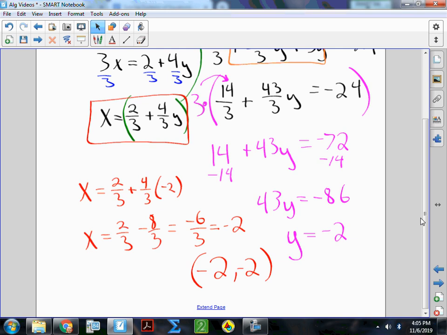Now, if you had to do this later, maybe you would use a different strategy, like the elimination strategy, instead of substitution, because substitution will make you have to work with fractions.